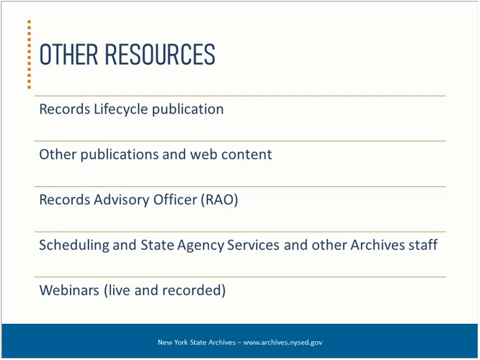If you are a local government, perhaps your most valuable asset is your Records Advisory Officer, or RAO. Each local government type in New York State is assigned a Records Advisory Officer, and you can visit our website, find out who your RAO is, and also the contact information will be there. You can contact them with any questions. You can ask them for specialized training, and they do make house calls if you need them to come out and visit you. Scheduling and state agency services staff is here in Albany to help state agencies, and there is other archive staff here who can help you too.